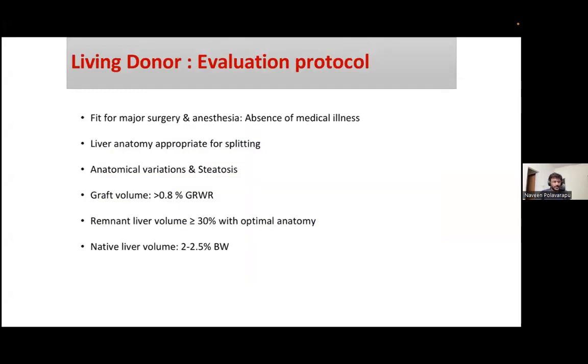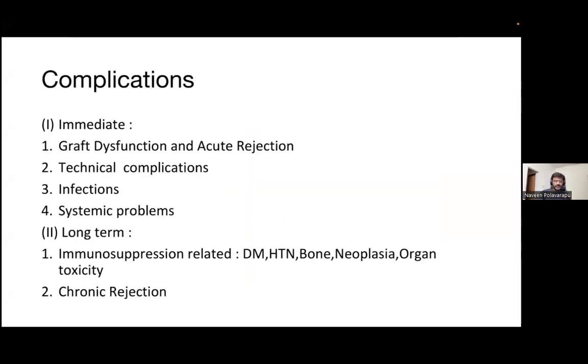Okay, so I think I'll skip this slide for the interest of time. I think we discussed enough about the transplantation itself. So let's discuss the complications of the liver transplant, or what are things that we need to look out for, and how do you actually monitor these patients post liver transplant.